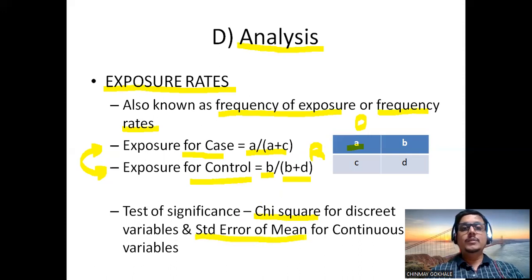So it is very important to remember, analysis of case control study is not equal to odds ratio. Before calculating odds ratio, there is something known as exposure rate, also known as frequency of exposure or frequency rate. We calculate exposure for cases as A upon A plus C, exposure for controls as B upon B plus D, and we compare both these exposures using tests of significance like the chi-square test and others.